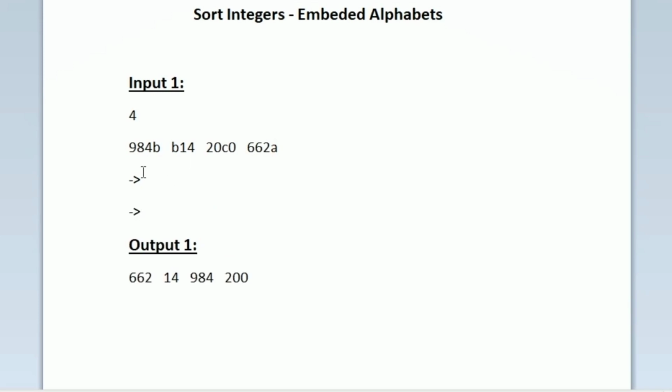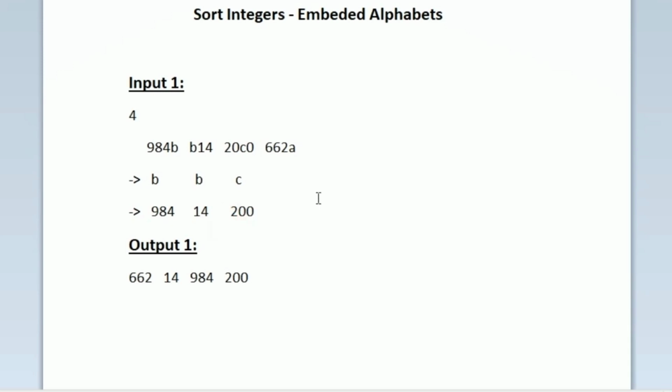First let us write down separately all the characters and the remaining integers. In the first value 984b, the lowercase character embedded is b, and the remaining digits form an integer 984. Similarly, in the second value, the lowercase alphabet embedded is b, and using the remaining digits, we can form an integer 14. In the third value, the embedded character is c, and using the remaining digits, we can form the integer 200.